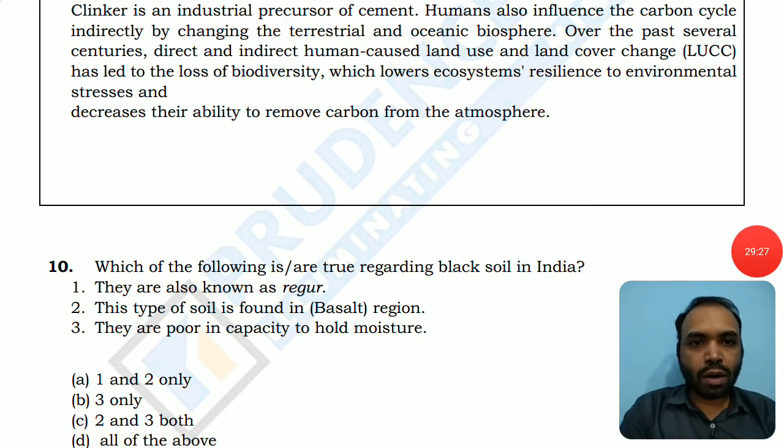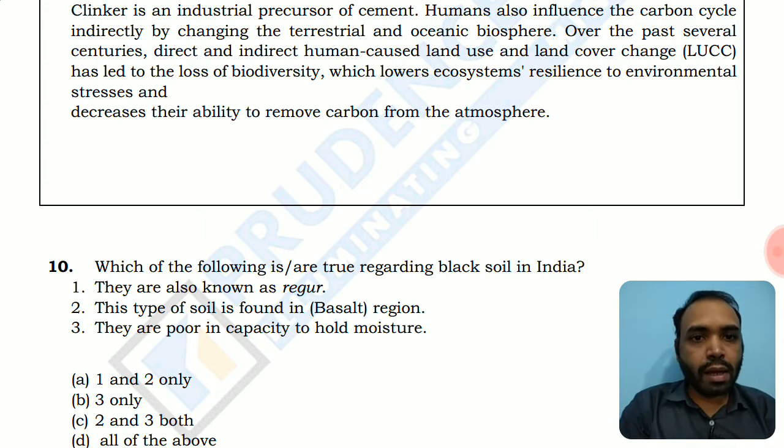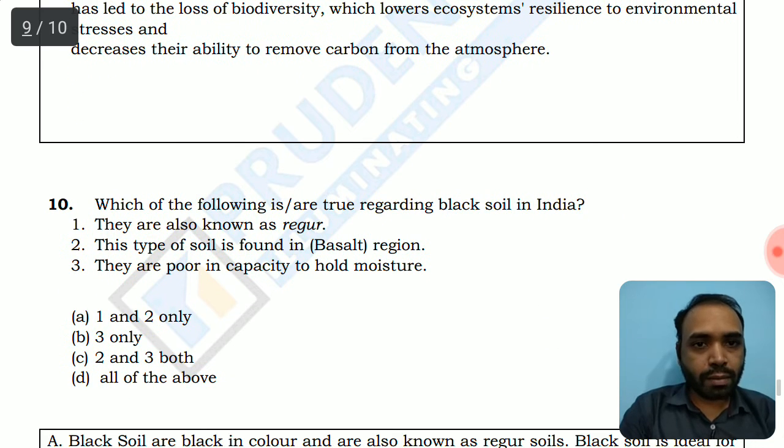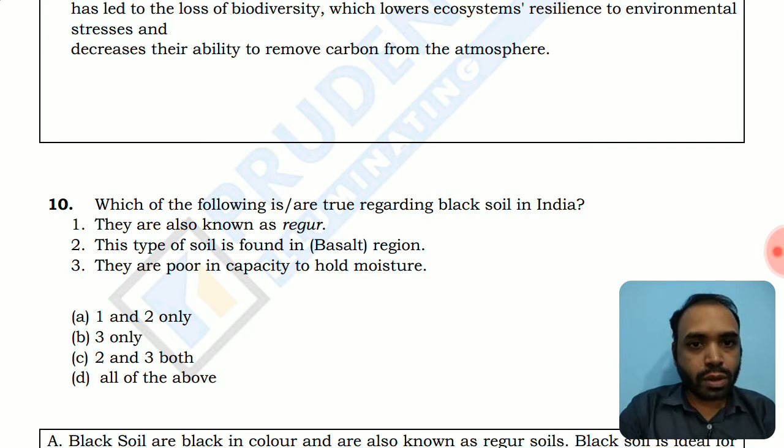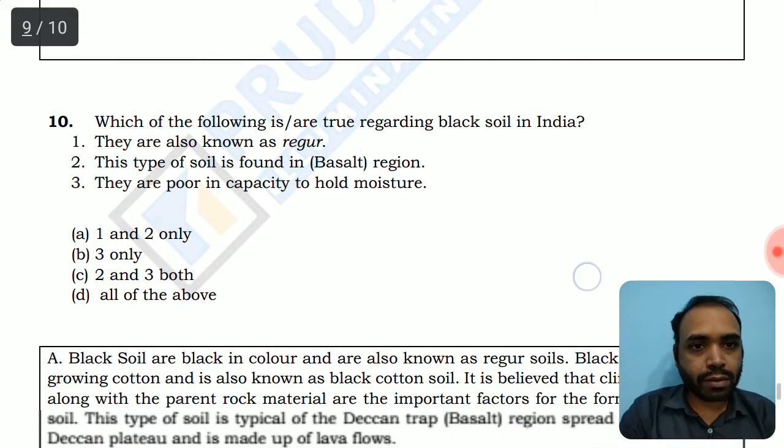So this type of soil is found in the basalt region. Because of the weathering of these kinds of rocks, it gives rise to this black soil. And the third option is not correct because they are excellent in holding moisture. That's why they are critical for the production of crops like cotton. So the third option is not correct. First and second are correct. Let's know more about the black soil.